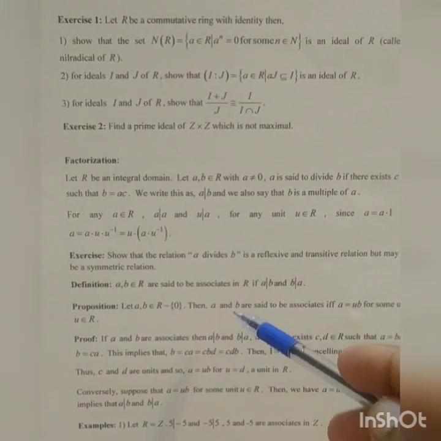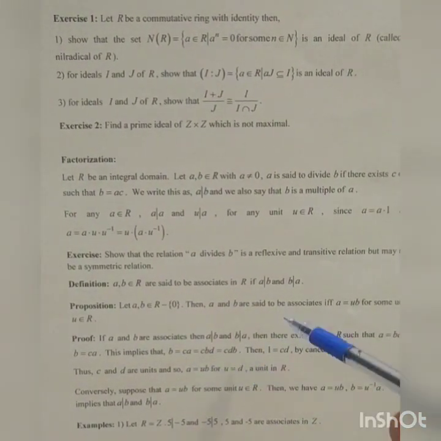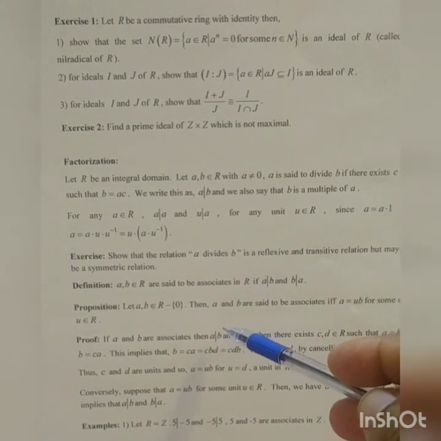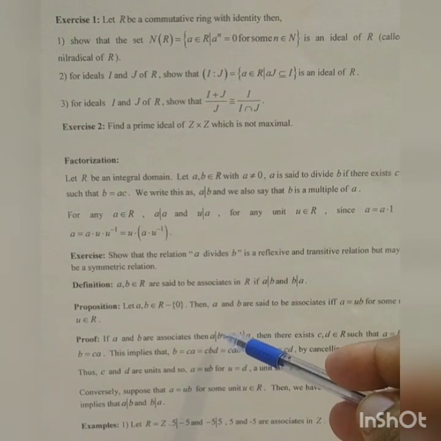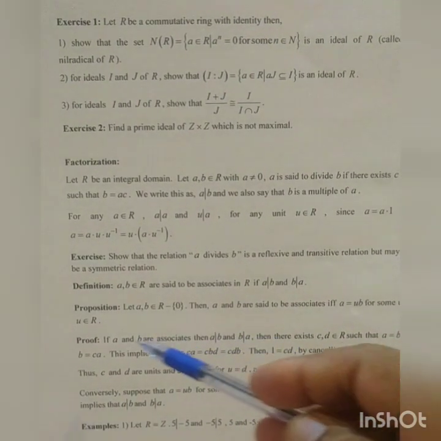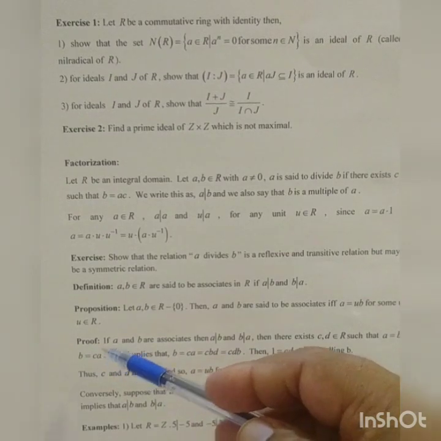Now, suppose A and B are associates. Then we knew that by the definition of associates, A divides B and B divides A. A divides B by the divisibility definition. This can be written as B equal to some C into A.